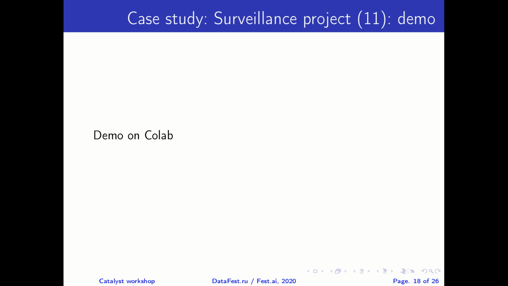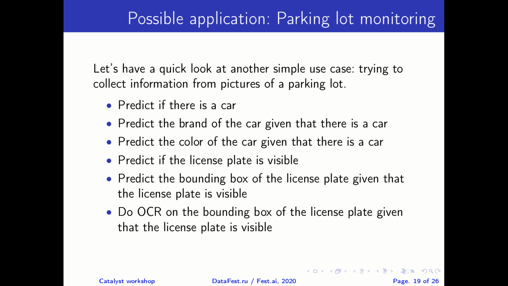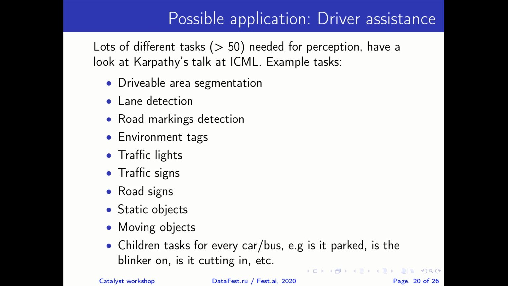Okay, so now that we've checked out the demo and you've understood how the task flow works, what's the idea of the abstraction, what are some possible applications? For example, if you're monitoring a parking lot, and you're trying to identify a particular car, first you have to predict if there is a car, then you have to predict the brand of the car, given that there is a car. You have to predict the color of the car, given that there is a car, obviously. You have to predict if the license plate is visible, again given that there is a car. Predict the bounding box of the license plate, given that the license plate is visible, and then do OCR on the section that is identified by the bounding box. So that would be one possible application.